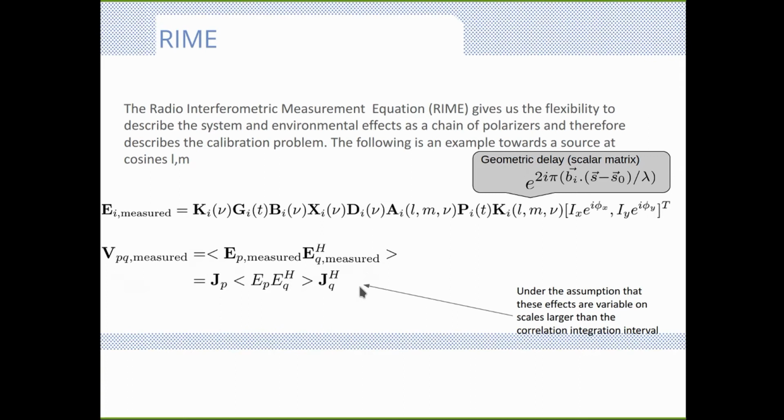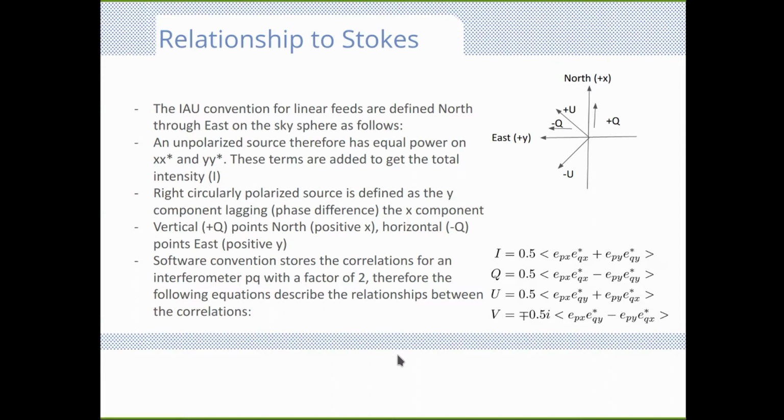Okay. Now, the relationship to Stokes, I've already alluded to this, but let's formalize this definition. According to the IAU convention for a linear feed system, the vertical mode, plus Q, is defined upwards, right? And the horizontal mode, minus Q, is defined towards the east, right? And then the electric vector rotates north through east through this 45 degree mode, right? This describes just the handedness of the linear angle for any polarized signal, right?